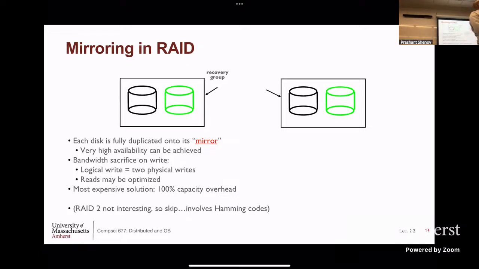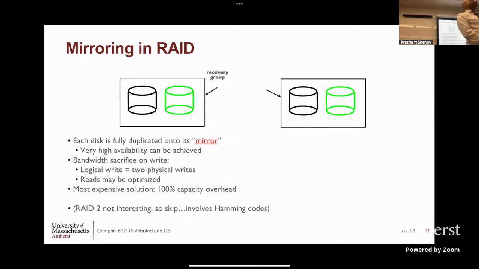But it's an expensive solution. You basically double the cost of your storage system. You want 1 terabyte of storage, you have to buy 2 terabytes of disk because you have to have a backup disk for every primary disk. So it's 100% overhead in constructing this system.